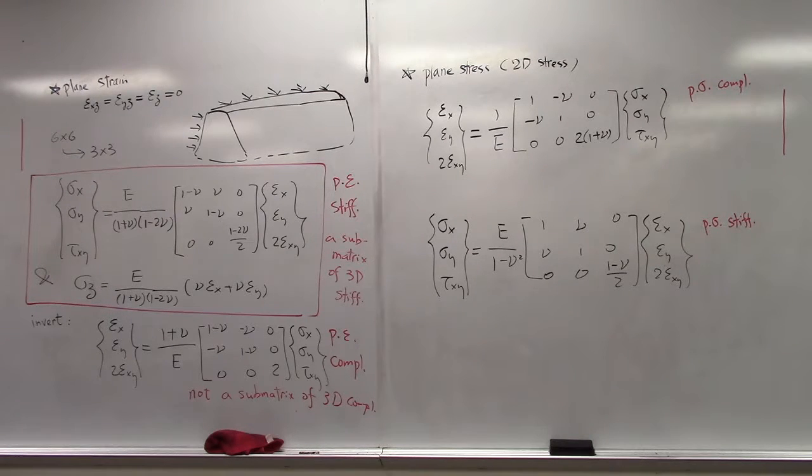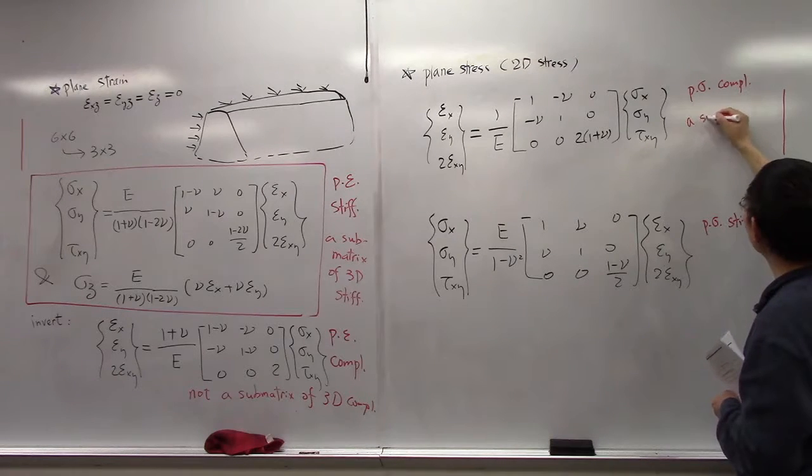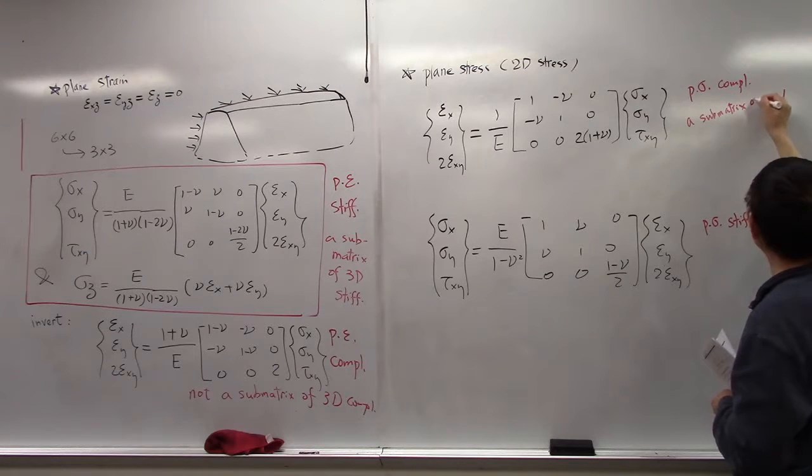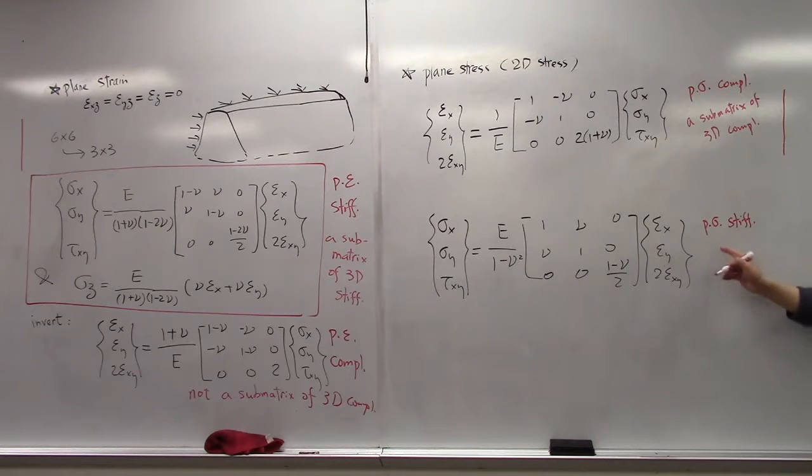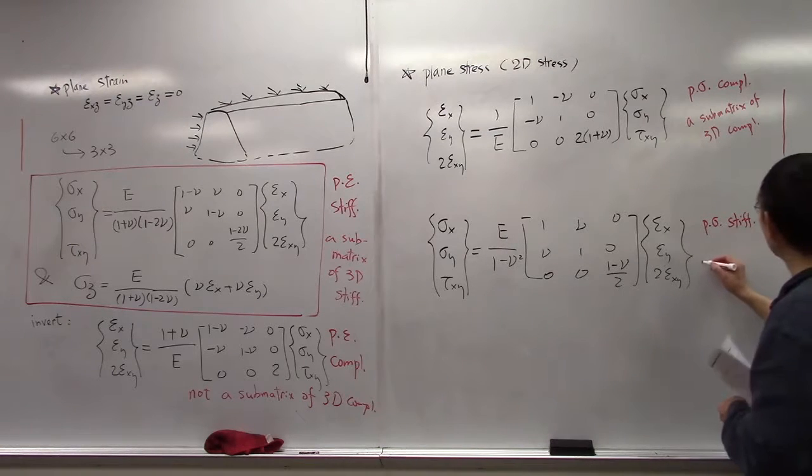Okay, it turns out for plane stress situation, the compliance matrix is a submatrix of the 3D compliance matrix. But the plane stress stiffness is not a submatrix, okay?